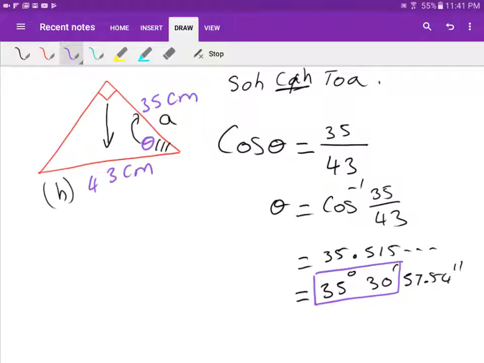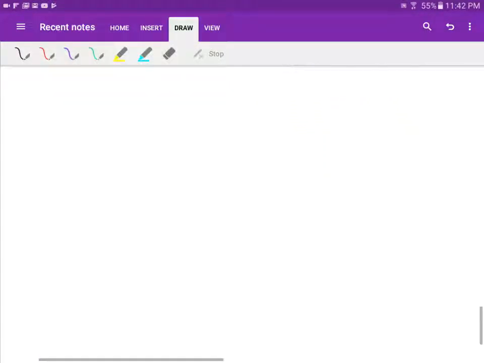So before you write 35 degrees 30 minutes, you need to look at the next one. This is seconds, and it's 57 seconds. So it's close to the next minute, so your answer should be 35 degrees and 31 minutes. So that's your answer. All right, let's move on to the next one.